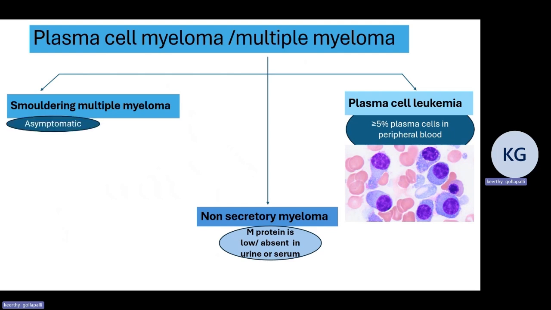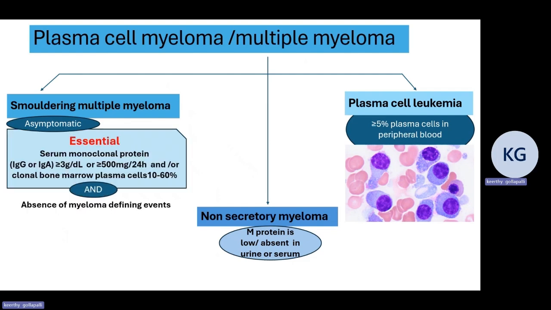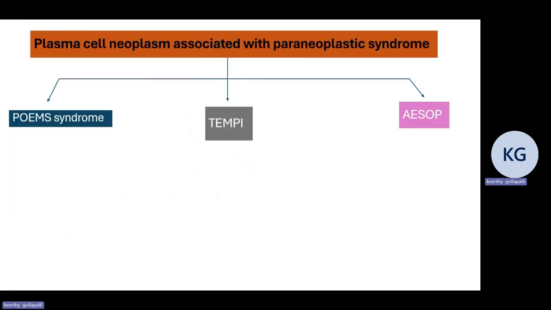Smoldering means asymptomatic. The bone marrow will be showing plasma cells somewhere between 10 to 60%, but you will not see any myeloma defining events like hemoglobin changes, all those things won't be there. Along with that, you should see monoclonal proteins in the serum, which will be more than or equal to 3 gram per deciliter or more than 500 milligram per 24 hours. But you will not see any myeloma defining events. That's why it is called smoldering. Smoldering means asymptomatic.